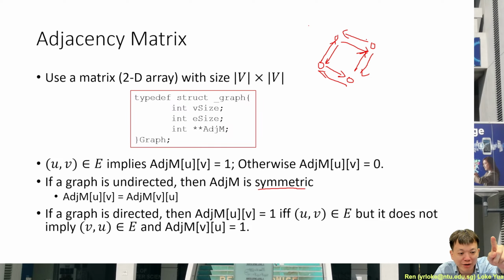Only in the scenario that every pair has two edges, one from A to B and the other from B to A, then in such a case your matrix is symmetric. Otherwise, for a directed graph, your adjacency matrix will not be symmetric. Only in this scenario is it symmetric.